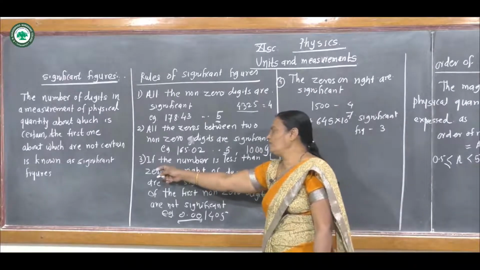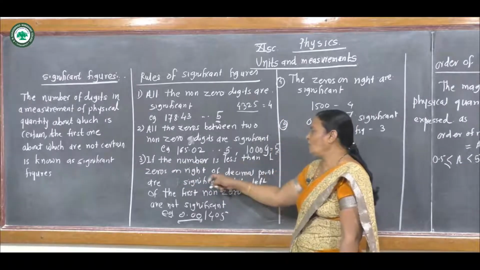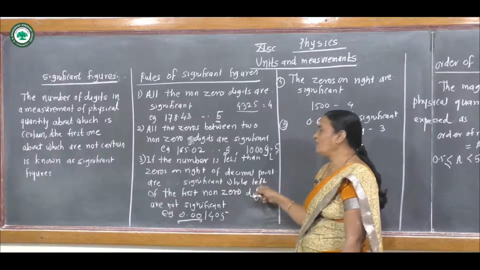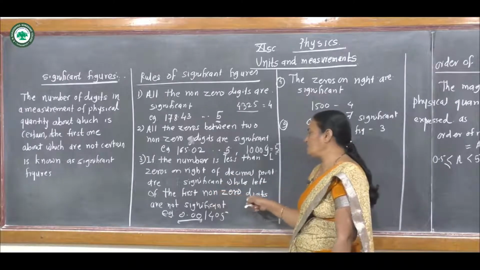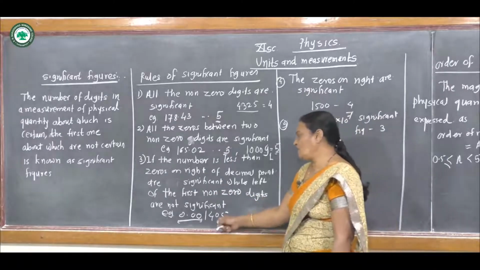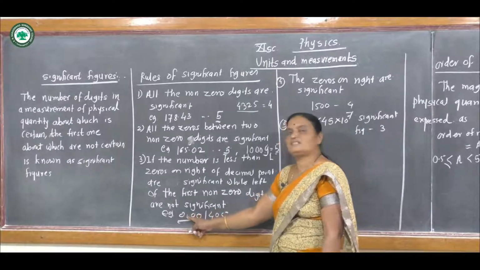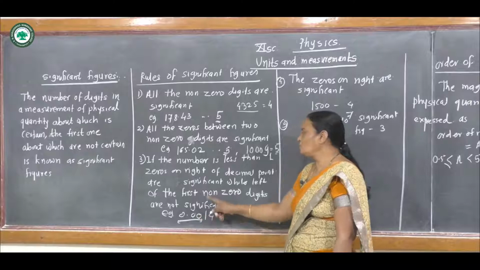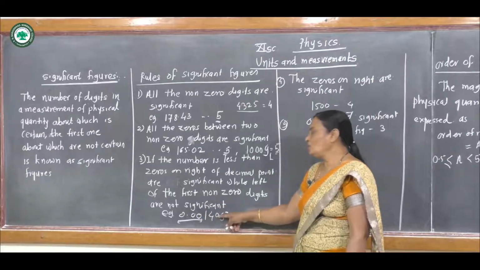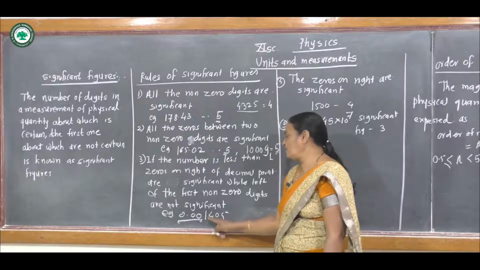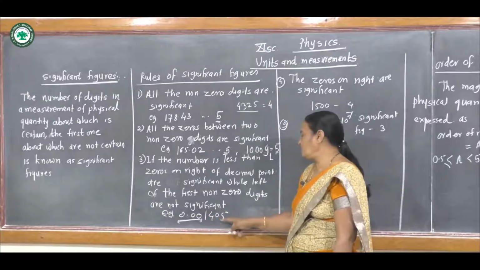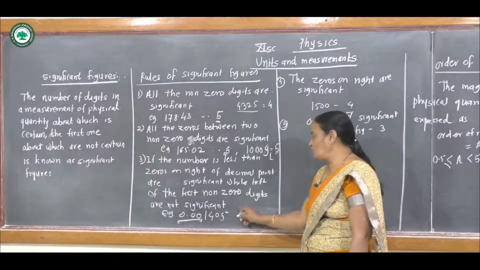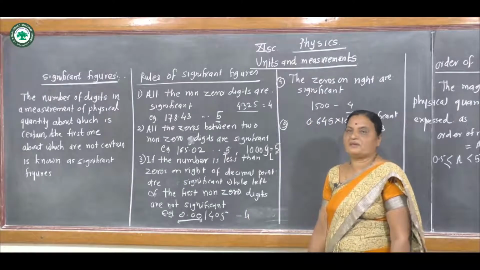Now next, if the number is less than 1, the zeros on the right hand of the decimal point are significant, while the zeros to the left of the first non-zero digit are not significant. See the example. In this example, this is the decimal point. Now these are the zeros towards the left and this is the zero towards the right. These are not significant, these are significant. Therefore, the significant figures for this number are 1, 2, 3, 4. Therefore, 4 is the significant figure.